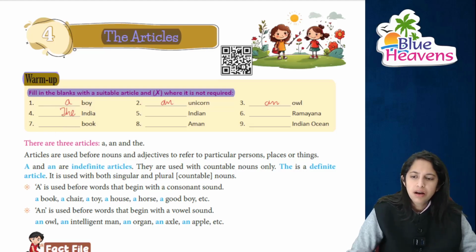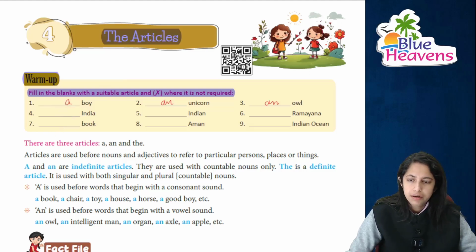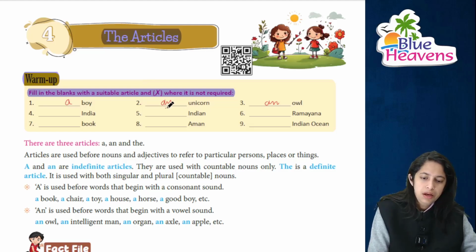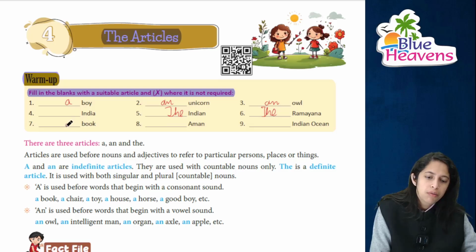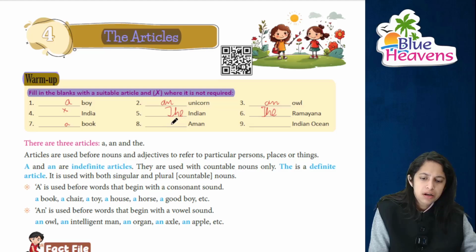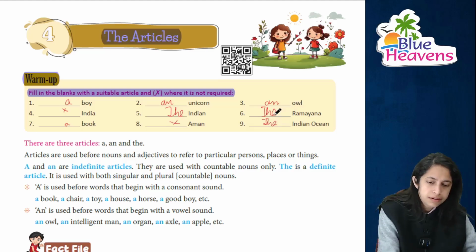Next is India. I think India के आगे कोई article नहीं लगेगा, right? The Indian ये लगेगा, right? The Ramayan obviously लगेगा. A book, right? You can put a cross over here. Aman, the Aman. I think it's a name. No article. The Indian Ocean बिल्कुल लगेगा, right?